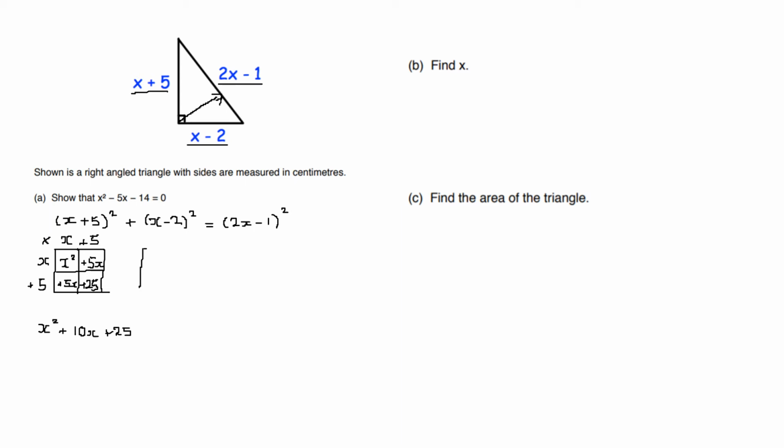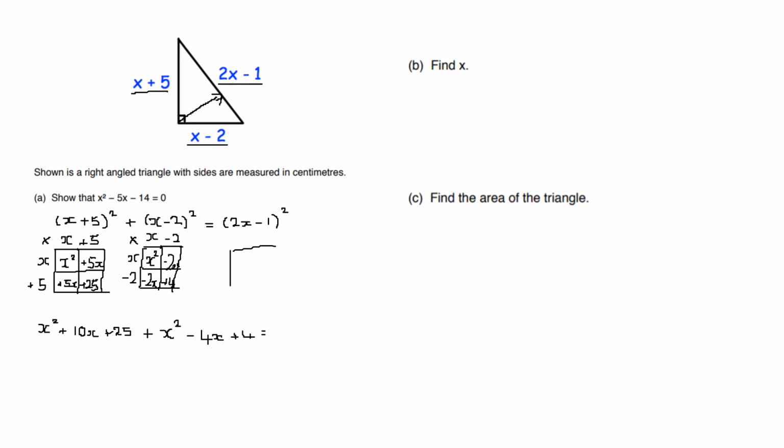Now we're going to expand our second bracket. So we're going to have x minus 2 multiplied by x minus 2, and that's going to give us x squared minus 2x minus 2x plus 4. So if we add that onto here, we're going to get x squared. We've got negative 2x plus negative 2x, so minus 4x plus 4.